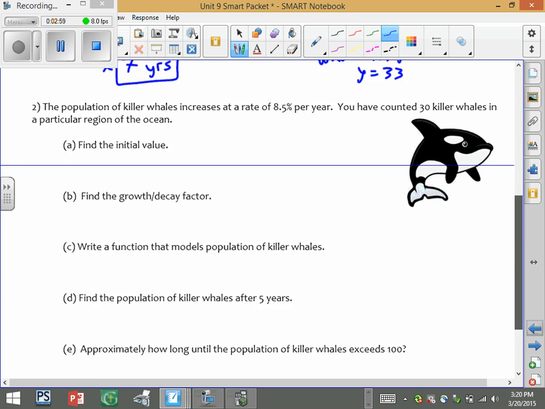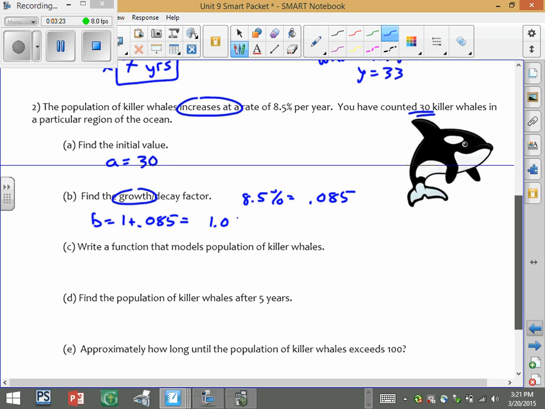All right. The population of killer whales has increased at a rate. So here we go, increase. So you've counted 30 whales, which means A equals 30. This is a growth, so our B here is 1 plus the rate. So 8.5%, be very careful, it's 0.085. 0.085 equals 1.085. So my function here is 30 times 1.085 raised to the x power.